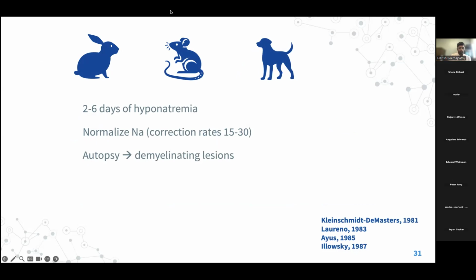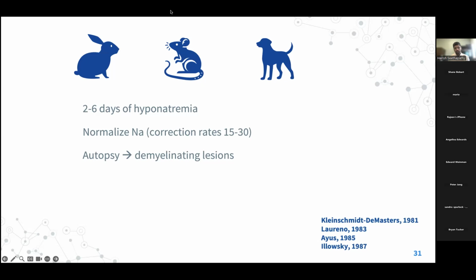Majority of the time, the animals were subjected to 2 to 6 days of hyponatremia. A lot of water was given, DDAVP was given, and then they would normalize the sodium, at various correction rates between 15 and 30, either by giving them normal saline or letting them autocorrect, or trying to prevent them from autocorrecting by giving them more water. And then these different groups of animals, they would autopsy them and study to see which group had the most demyelinating lesions. And there was definitely a clear association between those who had self-corrected or corrected fast and the demyelinating lesions that you see.